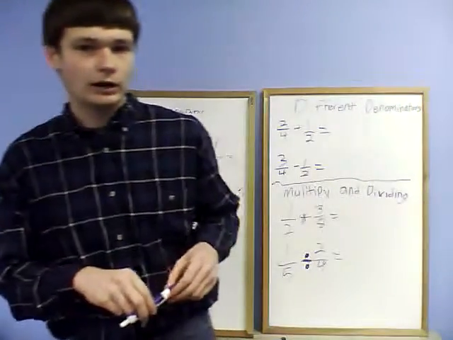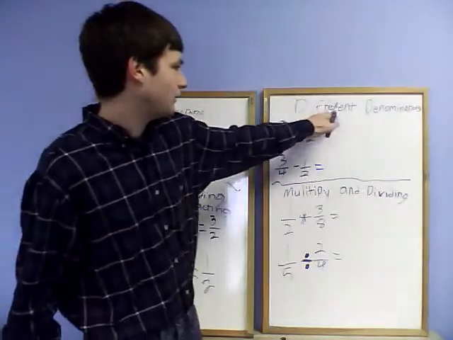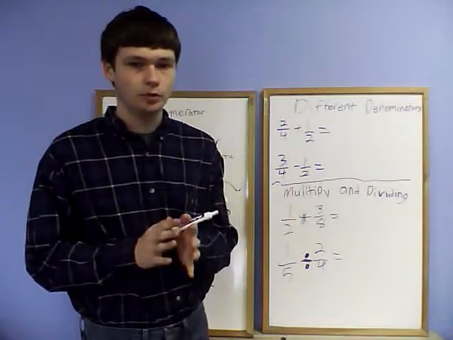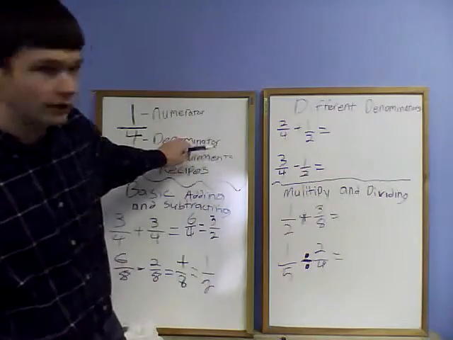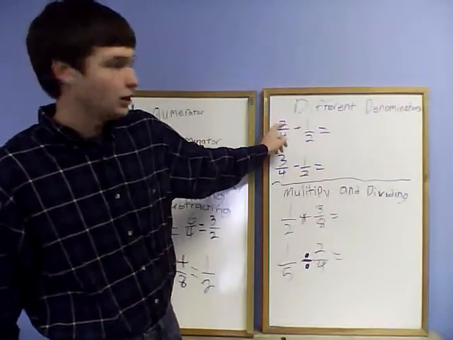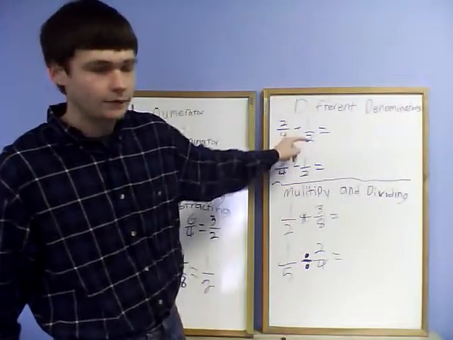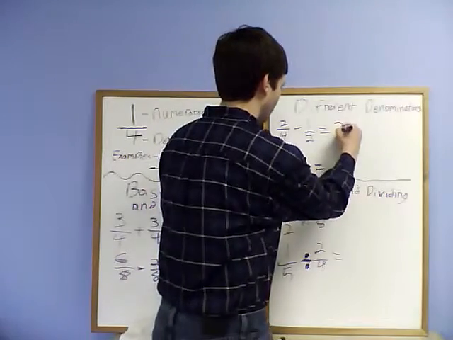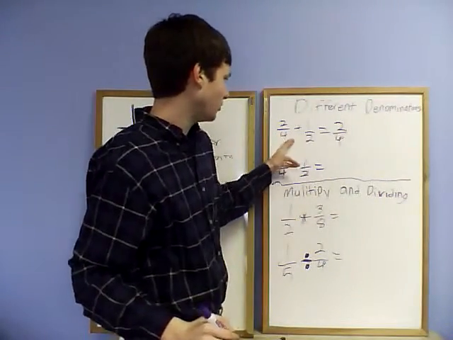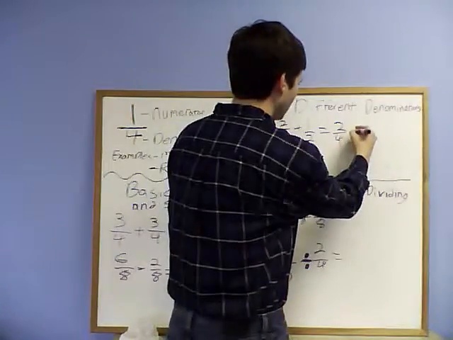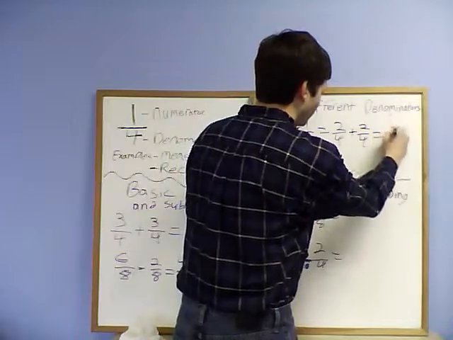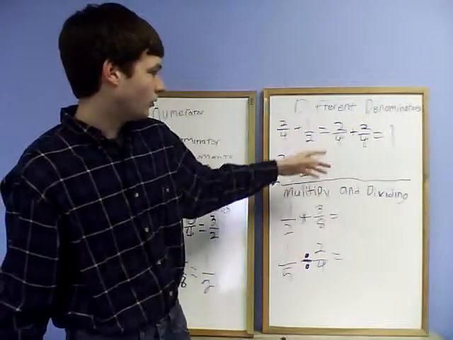But what a lot of people have trouble with is when it has different denominators. Different denominators can really be simple, but you just have to put them in the same denominator. For example, when you're adding 2/4 plus 1/2, you multiply 1/2 by 2 to get the same denominator as 4, and you end up with 2/4 plus 2/4, which is 1, or 4 out of 4.